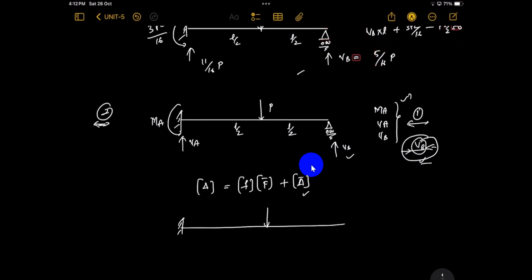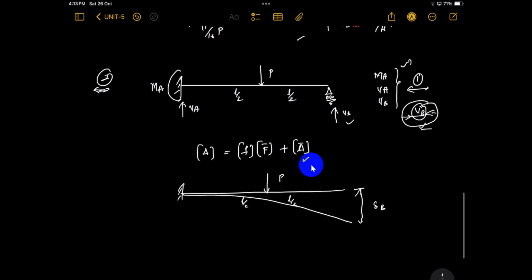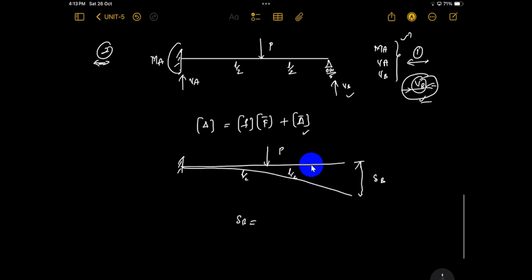If there is no support, you can't get Vb. If there is a support, then only you will get a reaction. Are you understood? First, remove the support, and what will you get? A deflection diagram, with some deflection, delta B. What is delta B?